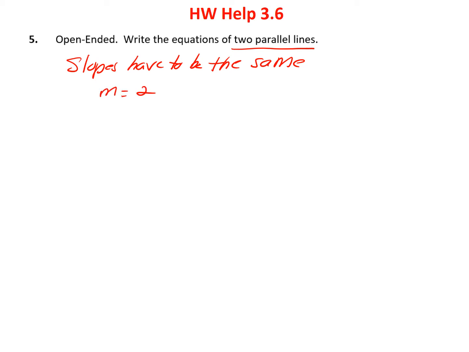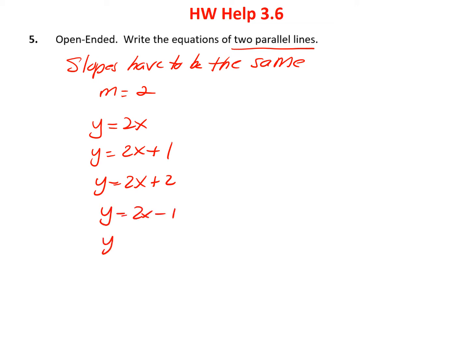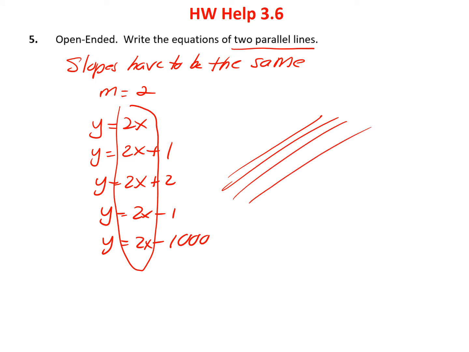Now all I have to do is write two equations with a slope of 2. One of them could be y equals 2x. Another one could be y equals 2x plus 1. I could write a third one, y equals 2x plus 2. I could go the other direction, y equals 2x minus 1, y equals 2x minus 1,000. You see, all that's important is that my slope is the same and all those lines would be parallel to each other.